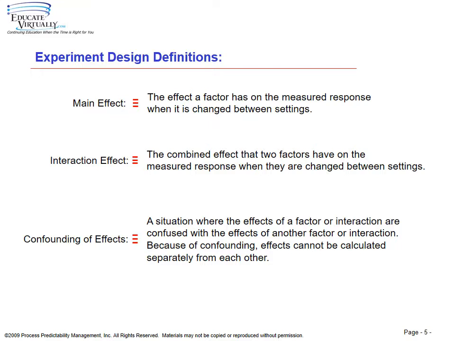Confounding would be a confusion between a main effect and an interaction effect, and not being able to tell the difference between which one it is. We'll get into this in more detail when we take a look at fractional factorials in both the Design of Experiments course and in the additional topics that we will cover in the Black Belt materials.